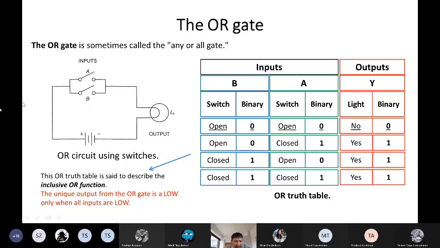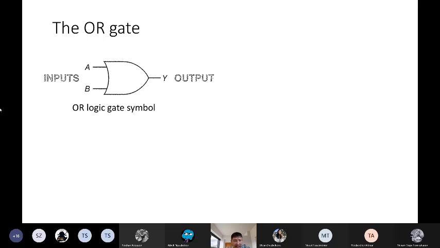Okay, so sometimes we say it is the inclusive OR function, because we will have another type of OR function. We will talk about it later. I think for now it's very simple, not so difficult.